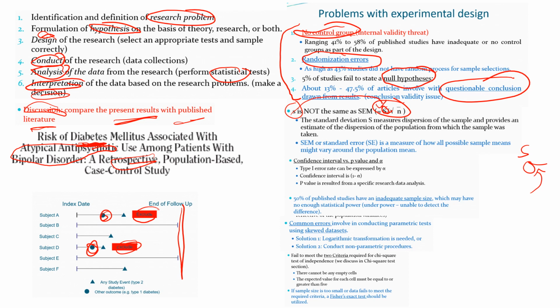So standard error is kind of like how likely all the sample means are going to fall into the population mean. You can use it to create confidence intervals for that reason, where the standard deviation S is just the distance away from the mean of a sample.